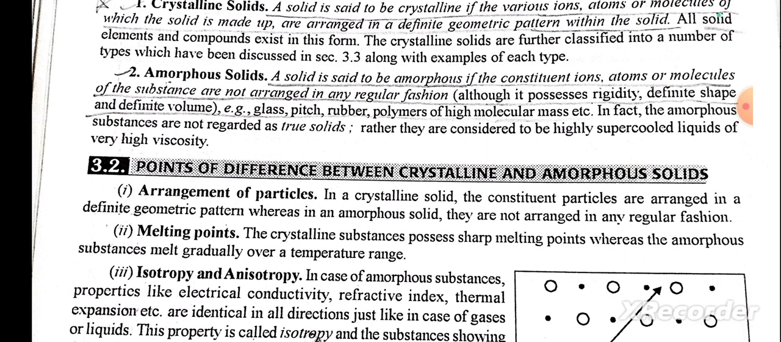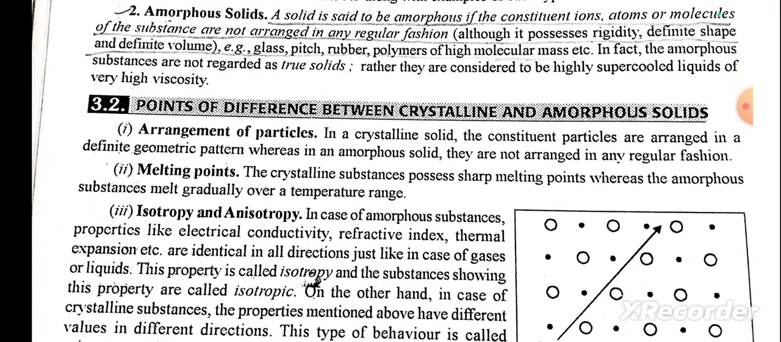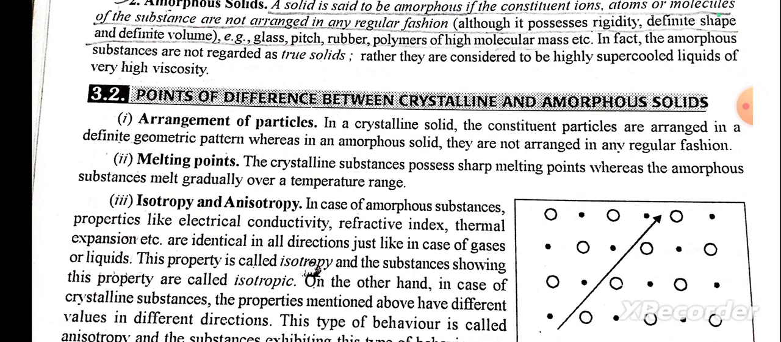Although they possess a seemingly defined shape and defined volume, glass, pitch, rubber, and polymers of high molecular mass, in fact, these amorphous substances are not regarded as true solids. Rather, they are considered to be supercooled liquids of very high viscosity.